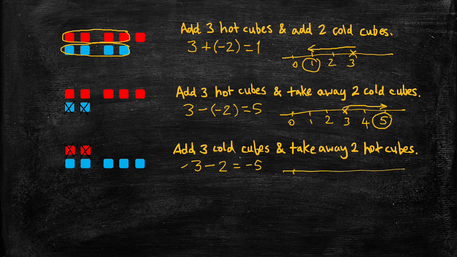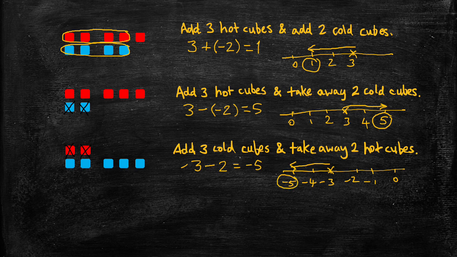On my number line, I'm going to be on the left side of 0 now, and I'm starting at -3, and I'm taking away a positive number, so I must move to the left, so I end at -5.